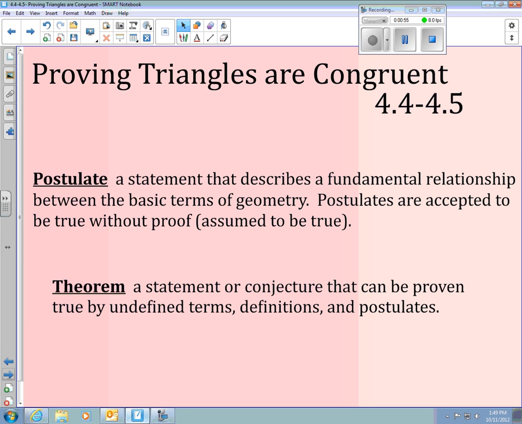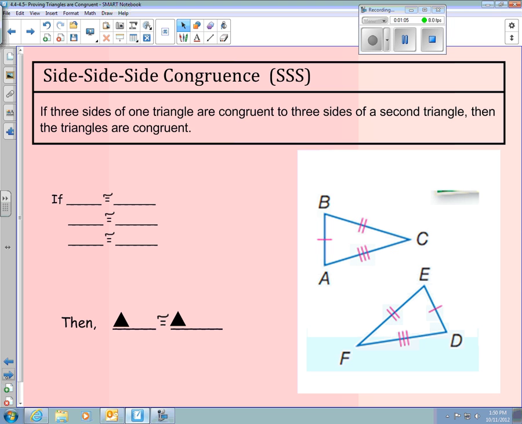Theorem: a statement or a conjecture that can be proven true by undefined terms, definitions, and postulates. So theorems can be proved by those postulates that we already found. So let's look at some things.